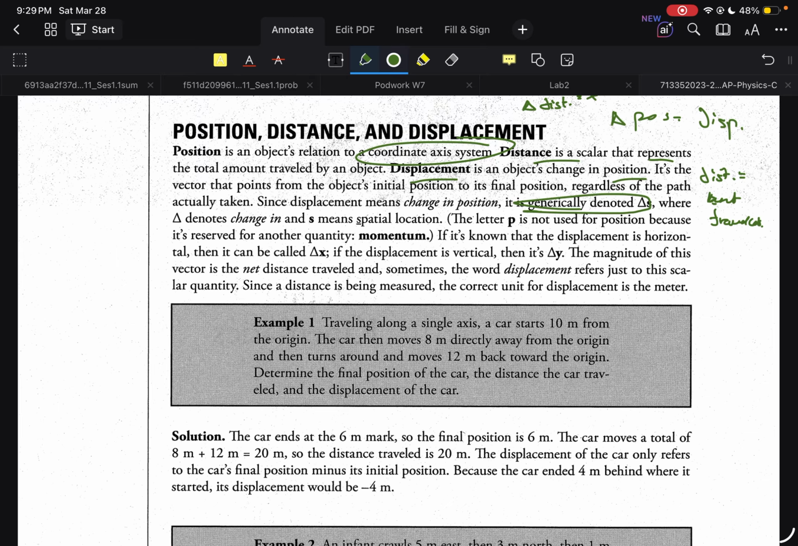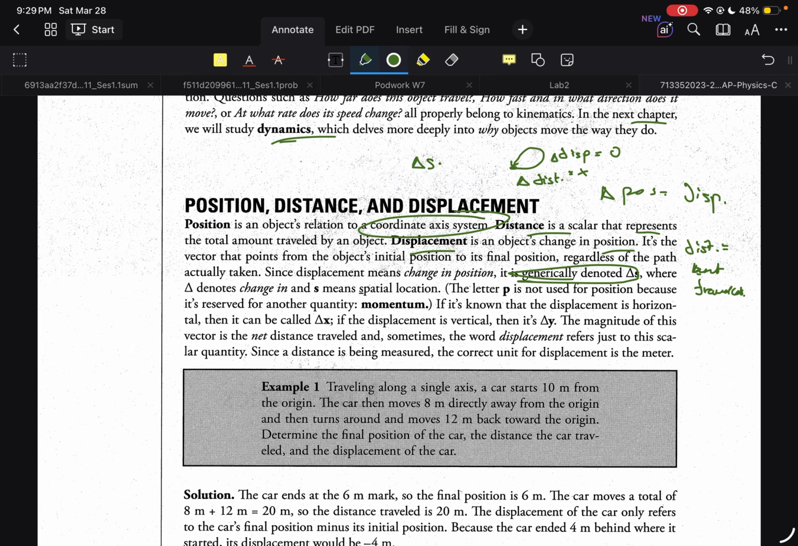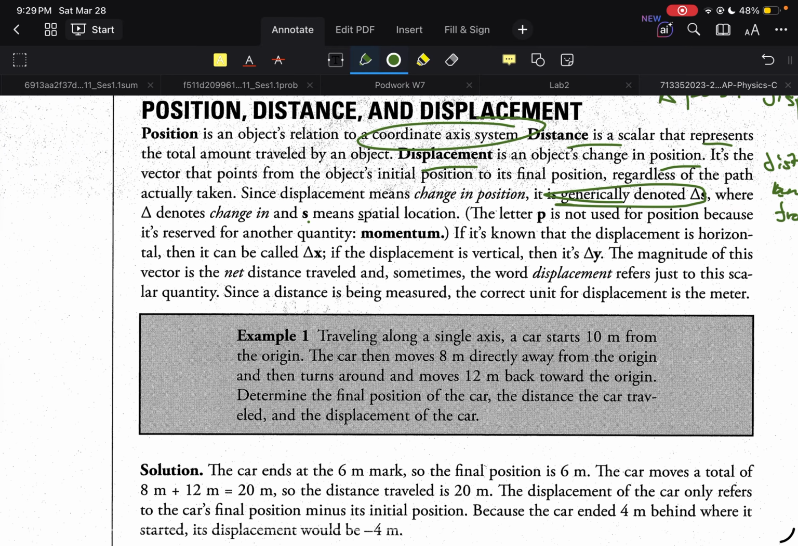So it's actually denoted as change of s, where s means spatial location. P is not used for position because it's reserved for momentum. Then change of x is the change in distance, or change in position.